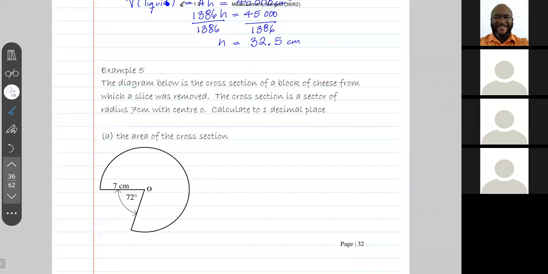All right, so example 5 says the diagram below is the cross section of a block of cheese from which a slice was removed. So let me see if I can give an appreciation of this. It's like there was a block of cheese, and I know like Jamaican, a block of cheese is in the shape of a cylinder. And somebody cut out a slice out of this block of cheese. And so it's something like that. But what you are seeing is the cross section of this block of cheese, after the slice was removed.